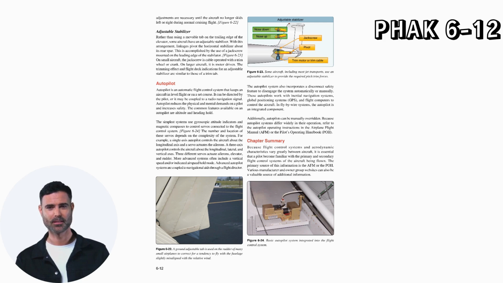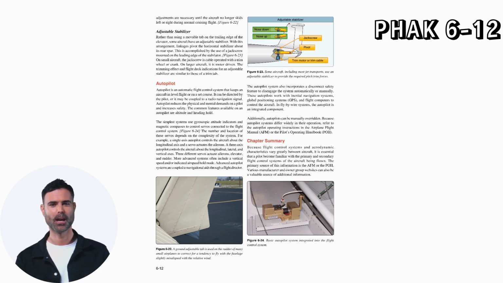Adjustable stabilizer. Rather than using a movable tab on the trailing edge of the elevator, some aircraft have an adjustable stabilizer. With this arrangement, linkages pivot the horizontal stabilizer about its rear spar. This is accomplished by the use of a jack screw mounted on the leading edge of the stabilator. On small aircraft, the jack screw is cable-operated with a trim wheel or crank. On larger aircraft, it is motor-driven. The trimming effect and flight deck indications for an adjustable stabilizer are similar to those of a trim tab.